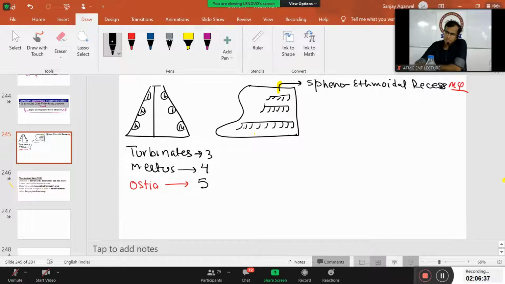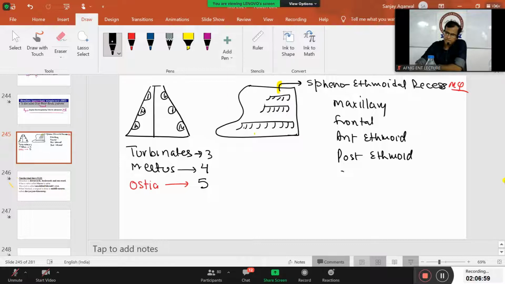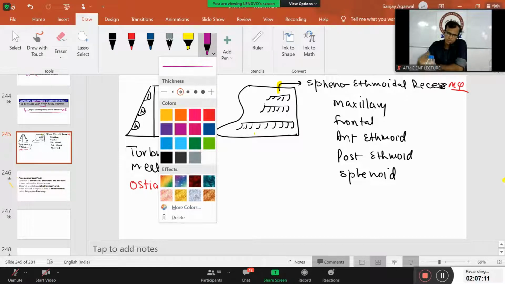Which are the five sinuses? Name the sinuses. Maxillary sinus. Frontal sinus. Anterior ethmoidal sinus. Then posterior ethmoidal sinus. And sphenoidal sinus. Five sinuses. You know these names already. And each sinus will have an ostia. So five ostia.